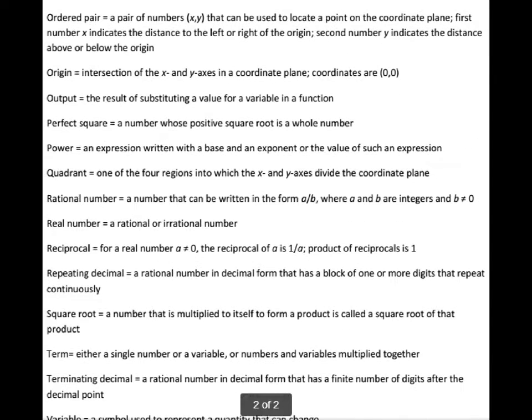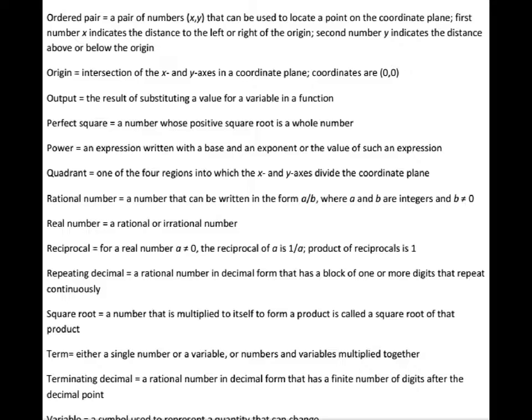Ordered pair, a pair of numbers (x, y) that can be used to locate a point on the coordinate plane. First number x indicates the distance to the left or right of the origin. Second number y indicates the distance above or below the origin. Origin, intersection of the x and y axes in a coordinate plane. Coordinates are (0, 0). Output, the result of substituting a value for a variable in a function.